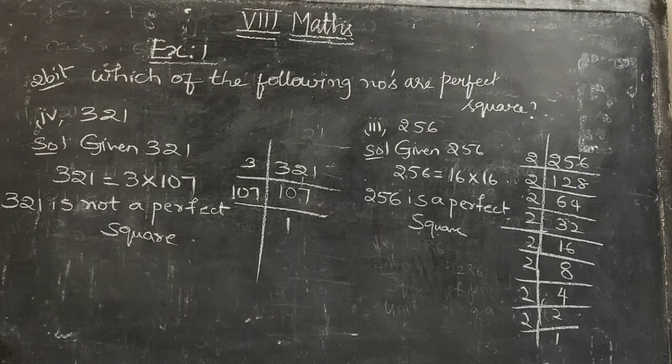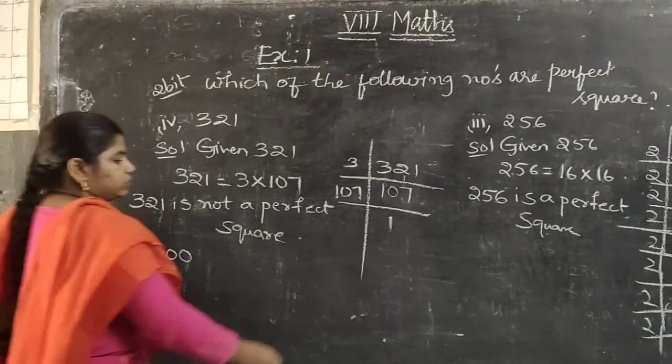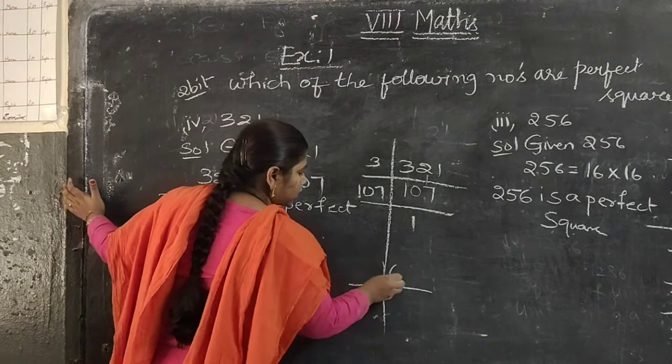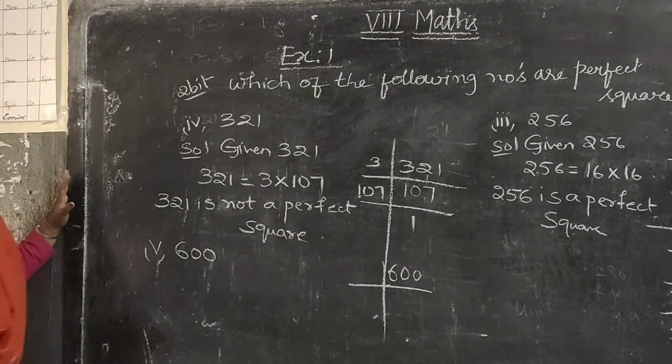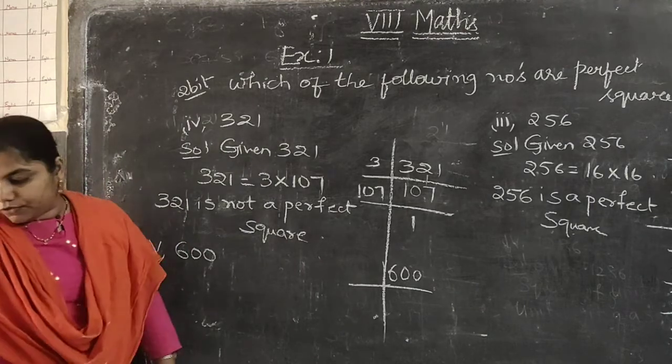So last one, 600. The 600 you try as homework. Whether 600 is a perfect square or not, you see by first doing the prime factorization. Then if you are getting equal factors, that is a perfect square. If you are not getting equal factors, it is not a perfect square.